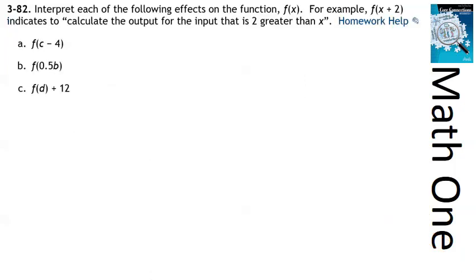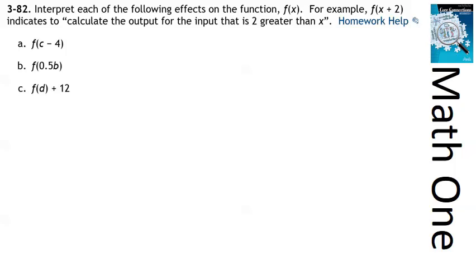Okay, this has admittedly been kind of a longer homework assignment. Maybe it's just me, I don't know. So 82 says, interpret each of the following effects on the function f of x. Now, they don't define the function at all. They're just saying, hey, you've got some function f of x. And for example, what would it look like if you were to do f of x plus 2?